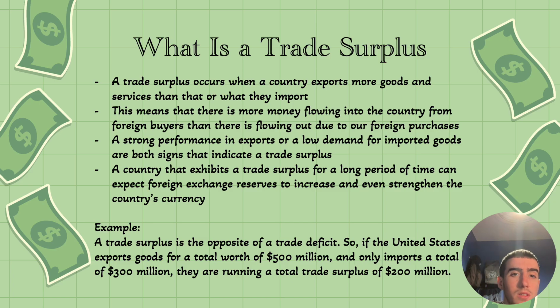An example of this would be if the United States exports $500 million worth of goods, but imports only $300 million. It has a trade surplus of $200 million. So clearly the difference between a trade surplus and a trade deficit is very evident, and it's literally the complete opposite. Everything is just flipped.